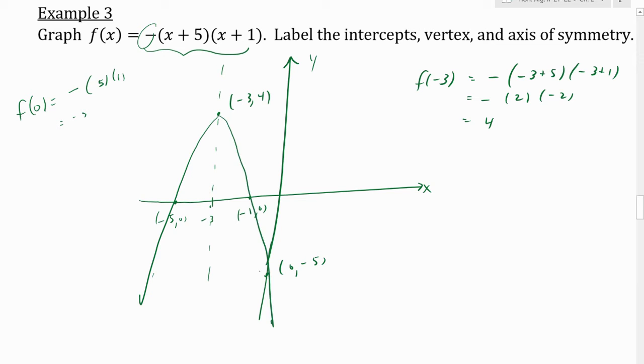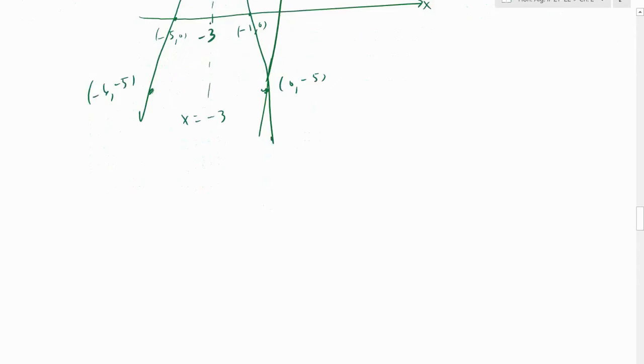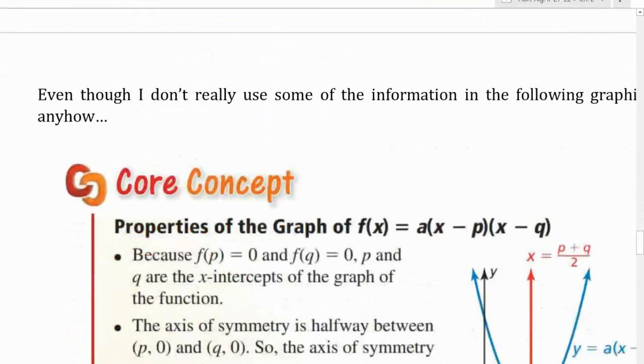And I can line a point up with that point. So if -3 is right there in the middle, 3 this way, 3 that way, that makes that at -6. Here's the axis of symmetry. Gosh, that's messy. So that's another form. That's pretty handy.